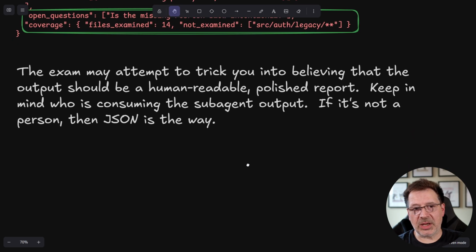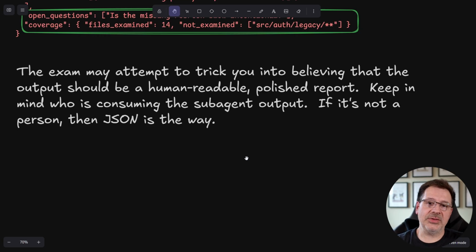And so to wrap this one up, the last piece of this is that the exam may attempt to trick us into believing that the output should be for human consumption. And we always have to keep in mind that if you're talking about an orchestrator and subagents, it's the orchestrator or the synthesis agent that's going to be reading this information. And so therefore, we need to be able to output it in something like JSON that this orchestrator or synthesis agent can read and work with.